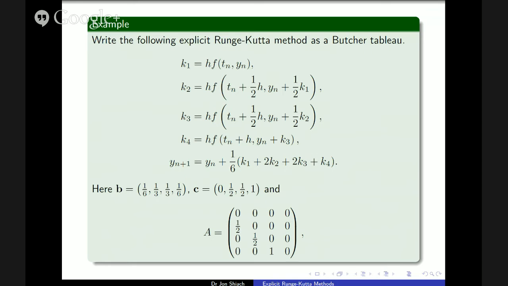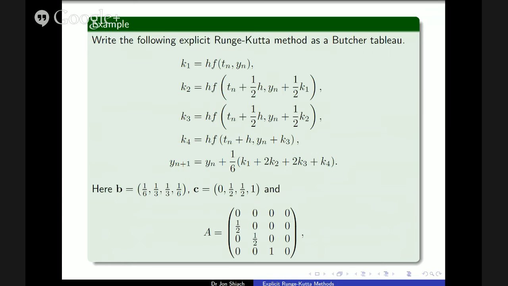It's 4 stages, K1, K2, K3, and K4. This happens to be the 4th order Runge-Kutta method. Okay, so those are my 4 stages. And this is how I update Y. So Y n plus 1 is equal to yn plus 1/6 K1 plus 2/6 K2 plus 2/6 K3 plus 1/6 K4. My B values were whatever I multiply the K's by.